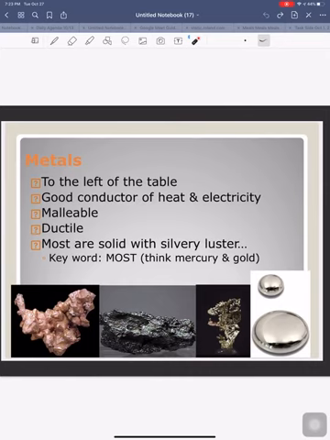Now, as far as solid goes, all our metals are solids, except for here we have our lovely mercury. Super fun to play with and mess around with in the olden days, because it's just a fascinating substance.